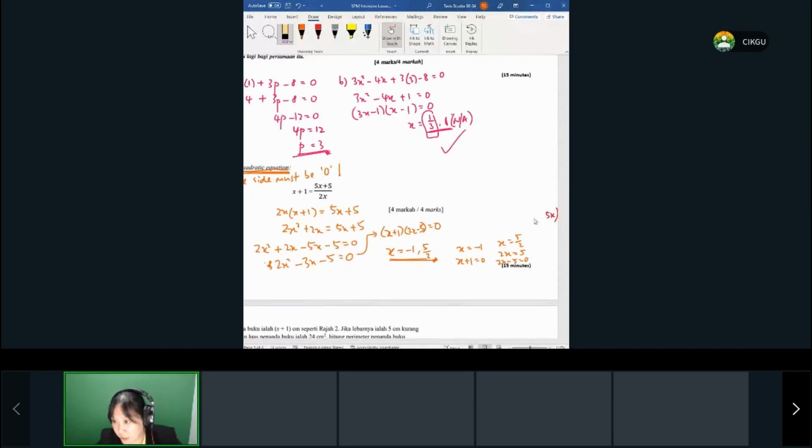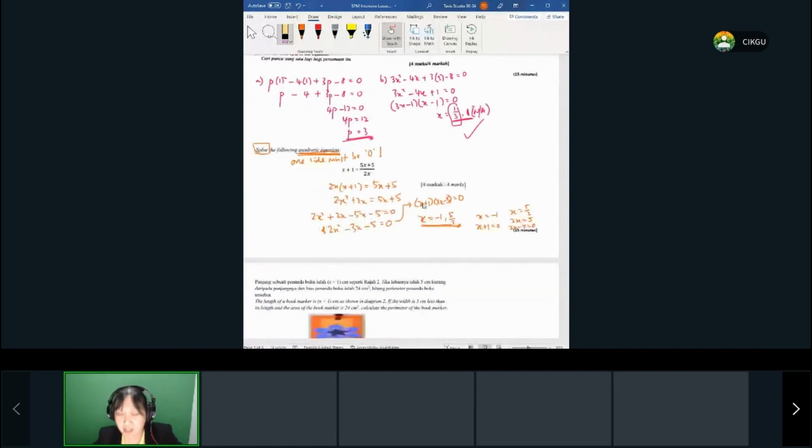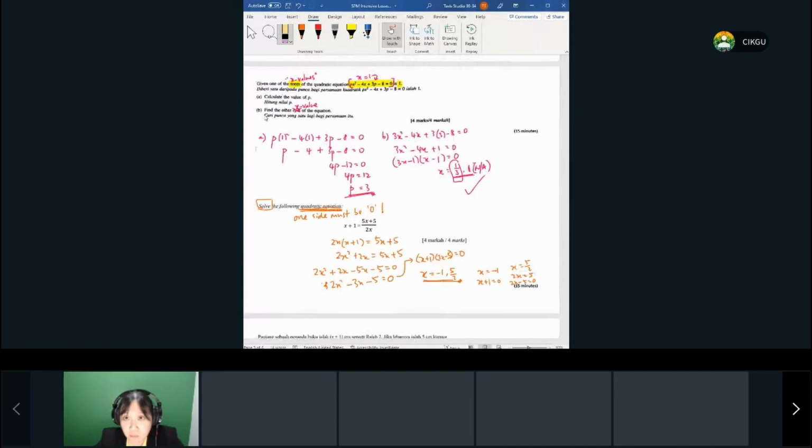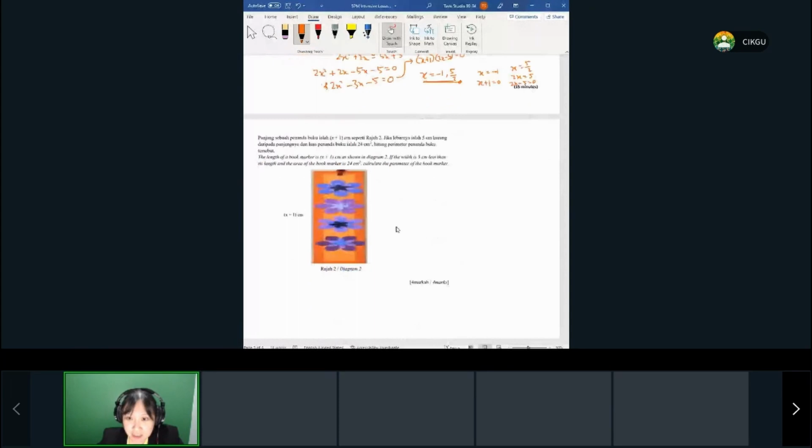So summary, basically summary to solve quadratic, just this. Make one side of the equation become 0. That's it. That is the only key that you need to remember. Okay, done.